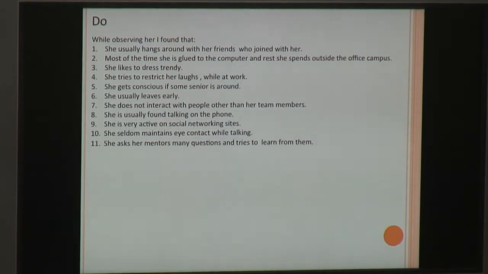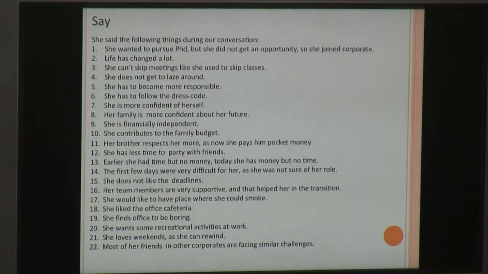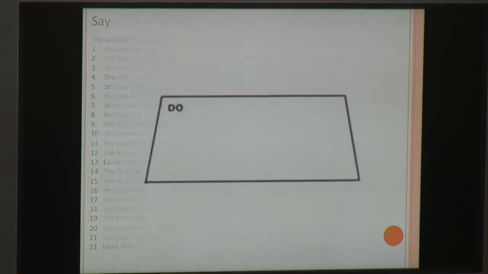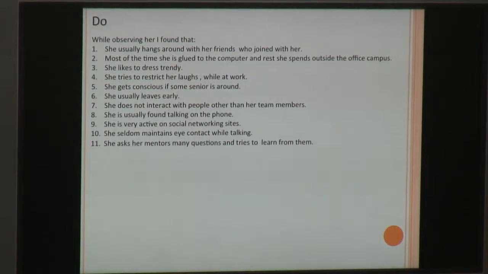So for example, she says here, number 10, she seldom maintains eye contact while talking. And if you go back to the interview thing here, she says that number 7, she's more confident of herself. But when you're more confident of yourself, then you often maintain eye contact when you're talking to people. So she says that she's confident, but actually in her actions, she looks like she's not as confident as she says she is. She says that she finds the office to be boring, but in her actions, she doesn't engage with any people in the office apart from her team members.